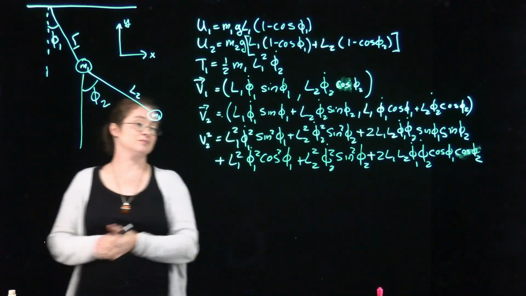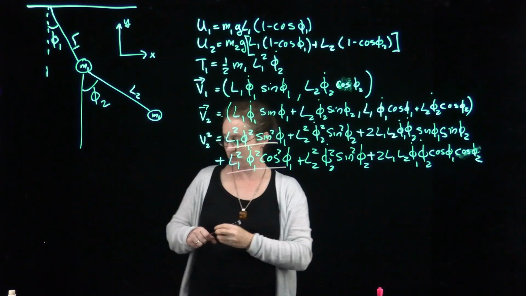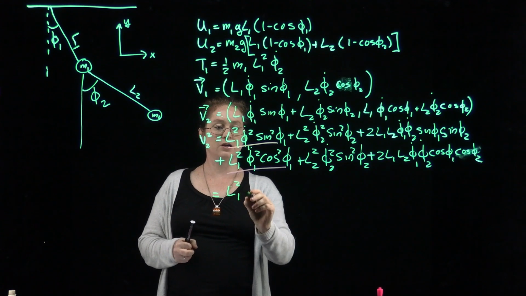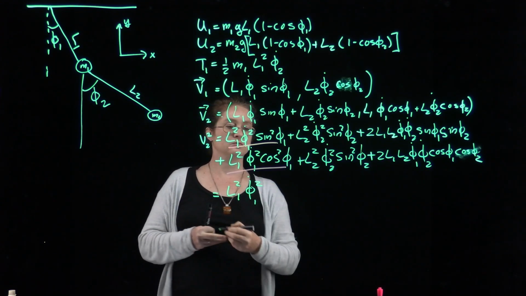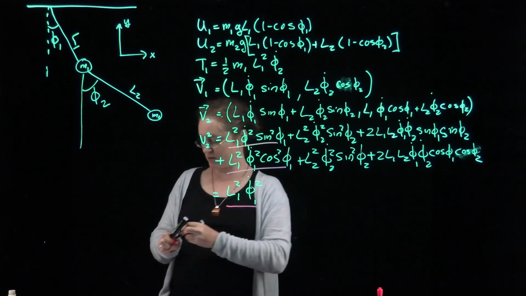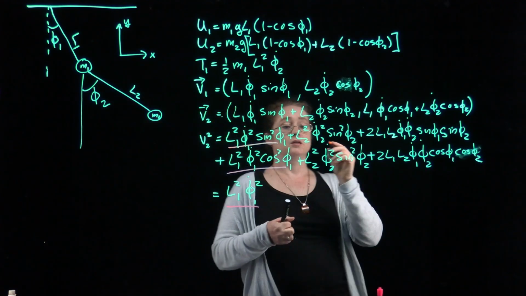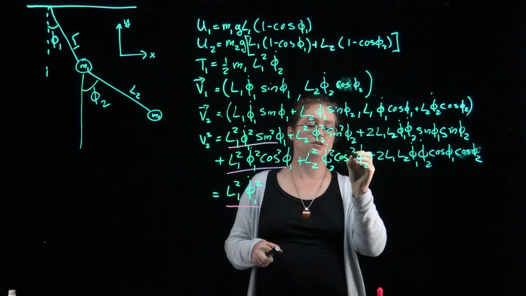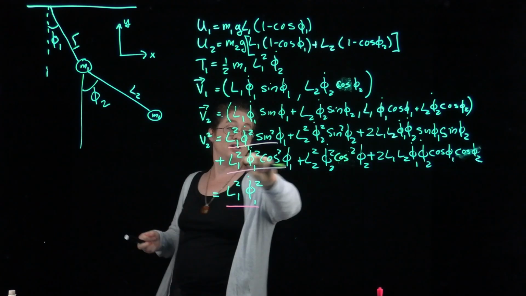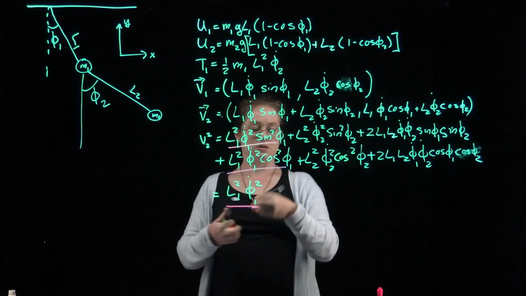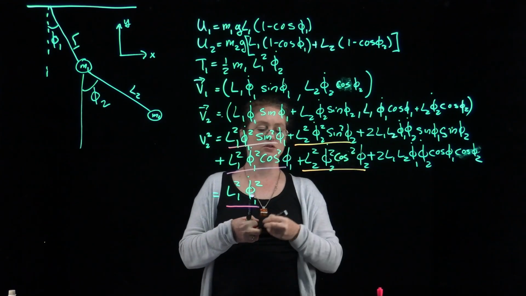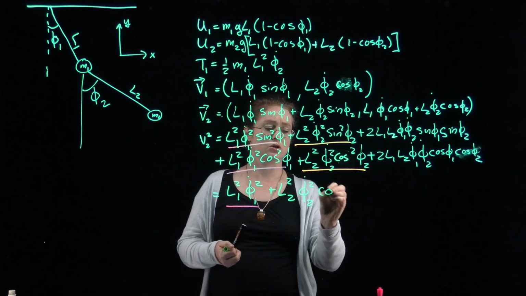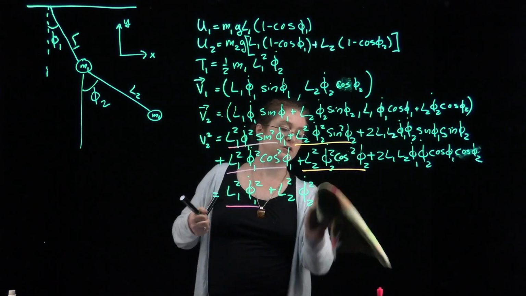And these terms add up to L1 squared phi 1 dot squared. That's this guy. This should be a cosine. I made a mistake. Sometimes you can tell your mistakes by looking at symmetry. All these should be cosines. Okay, so then this term and this term add up to simply be L2 squared phi 2 dot squared and no cosine. So far so good.